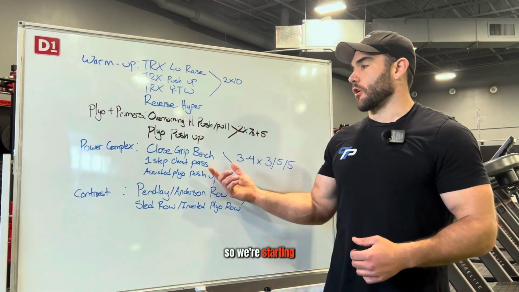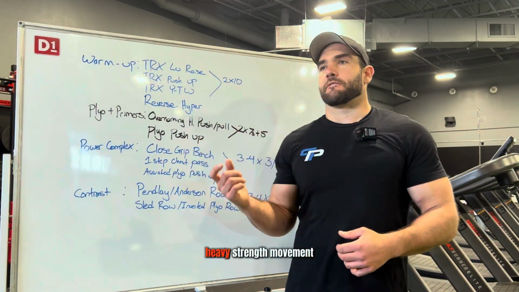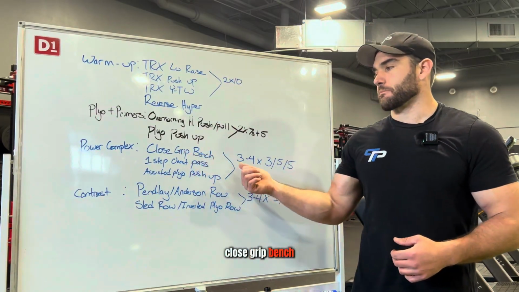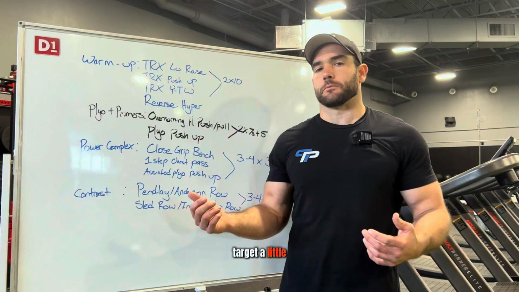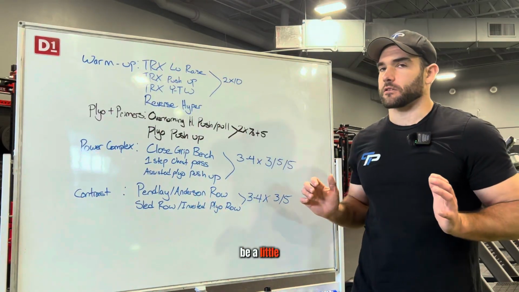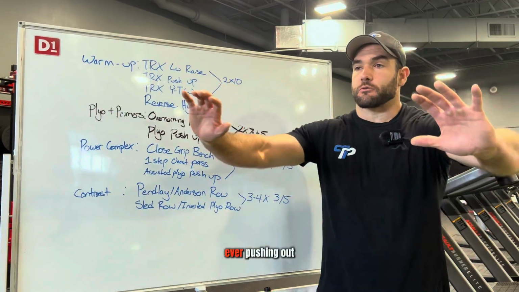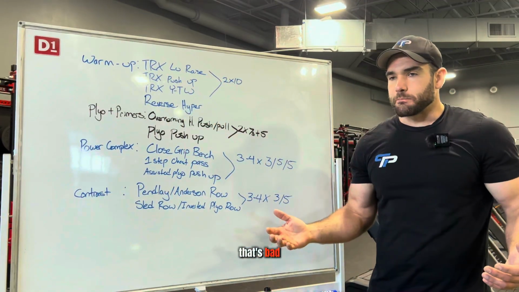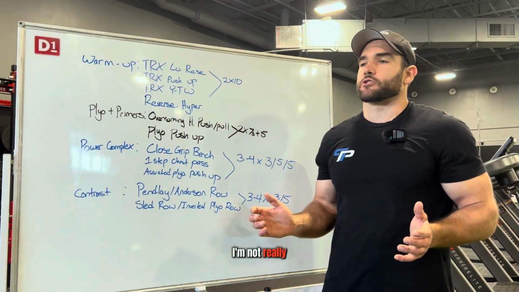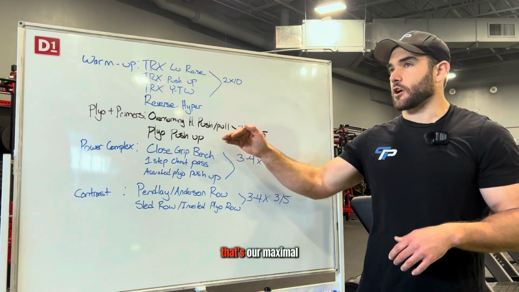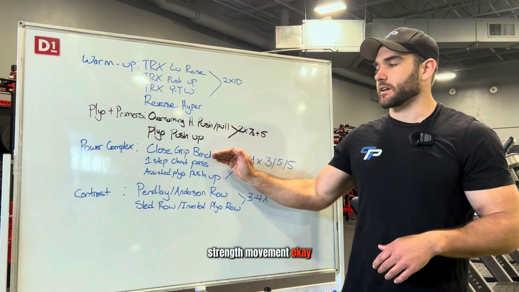Okay, so we're starting off with a heavy strength movement. I'm choosing close grip bench press because I want to target a little bit more of the triceps, and it's going to be a little bit more in line with athletic based movements. You're not really ever pushing out this way. Doesn't mean that that's bad. It just means that I'm not really trying to work on that right now, okay? Close grip bench press, that's our maximal strength movement.